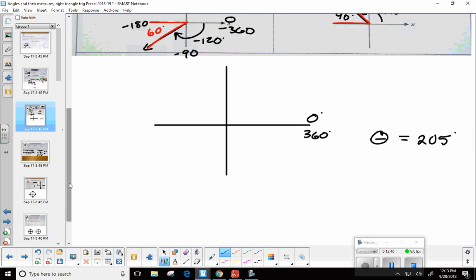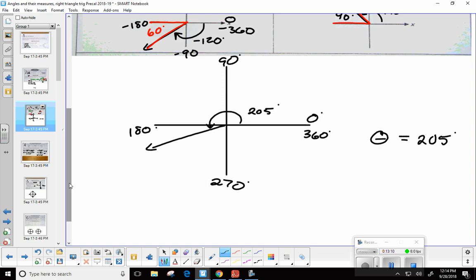So what's half of that? 180. And what's half of that? 90. So remember, every quarter turn represents 90 degrees, right? So what's 180 plus 90? 270. So if I'm looking for 205, yeah, definitely bigger than 180, but less than 270. So it's probably going to look something like this. This is 205 degrees.